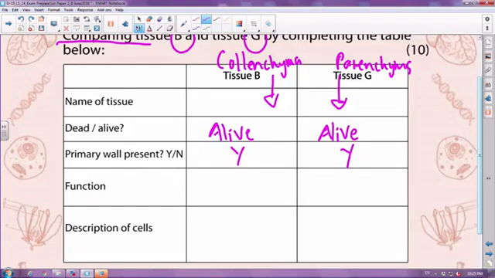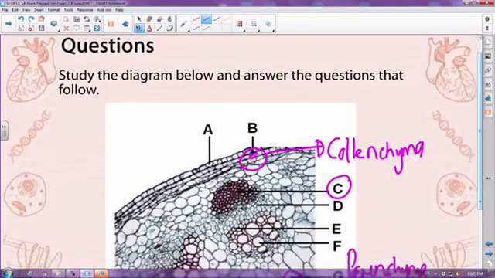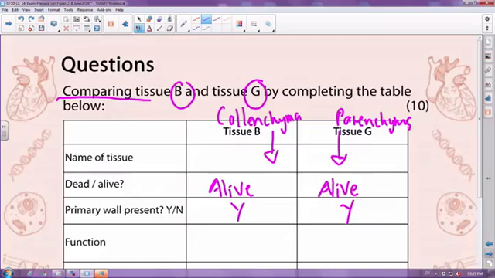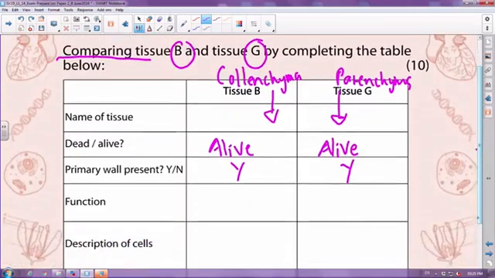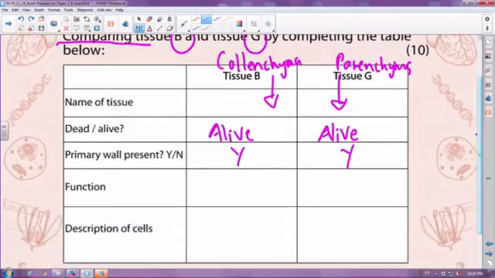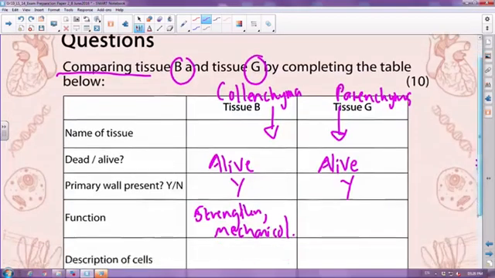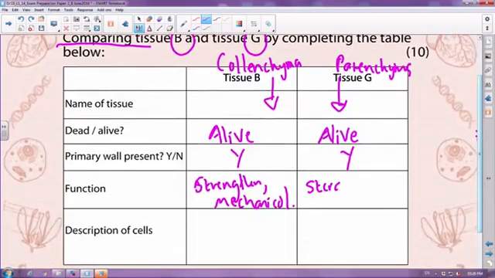Okay, now we get to the function. What is the function of the sclerenchyma? If we go back to our diagram, it is usually found right underneath the surface of the stem. So that tells us something about it, and the fact that it's also got these thickened cell walls. So what is the function? Here we have a strengthening function, and we actually use the words mechanical support. Whereas my parenchyma, if we have a look there, has very thin walls, a lot of it. We can see that nice large vacuole, so it's usually for storage.